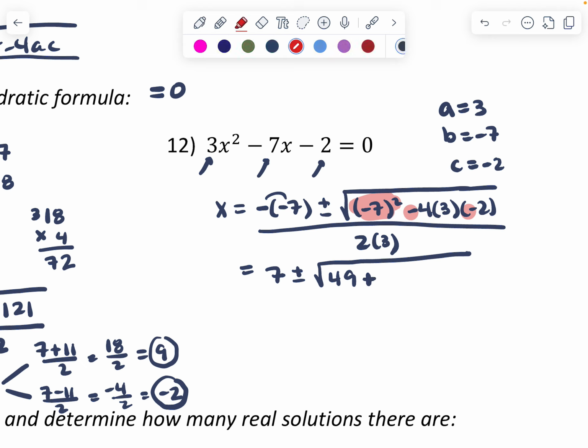And you guys, again, we've got this negative times a negative makes a positive. And then this is a little bit easier to multiply. 4 times 3 is 12. 12 times 2 is 24. So a little bit easier. That's a massive square root. And then 2 times 3 is 6.